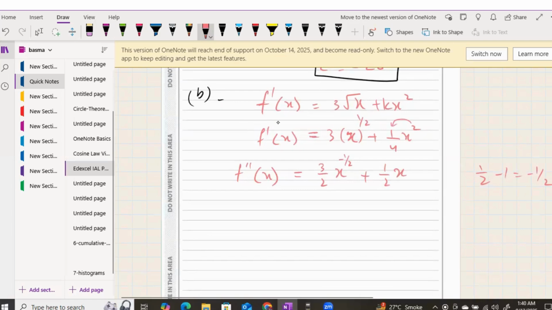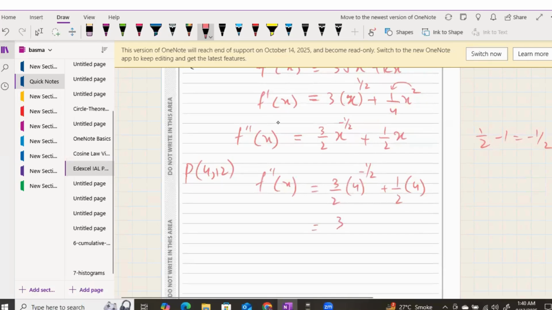They said find the second derivative at the point P. We know the point P is (4, 12). We will now substitute this point into this equation, which will then become f double prime of x equals 3/2 times 4 to the power of negative 1/2, plus 1/2 times 4 to the power of just 4. Okay, so 3/2 times 4 to the power of negative 1/2, you can put it in the calculator.